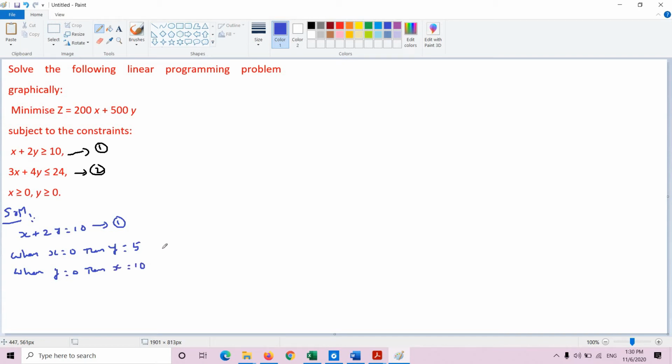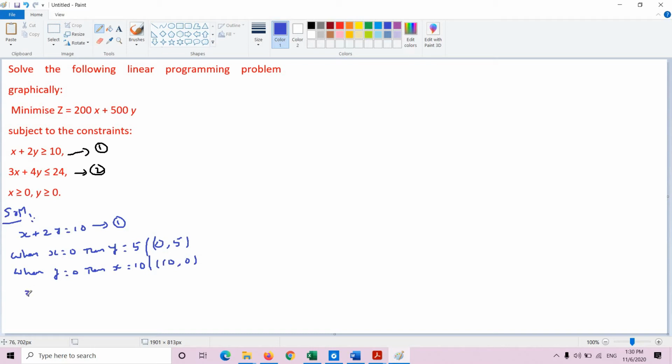For this equation, you get the two coordinate points, which are 0, 5, which is the first one, and the next one, 10, 0. These are the two coordinate points you will get. Okay, first equation. Let us come to the second equation now.